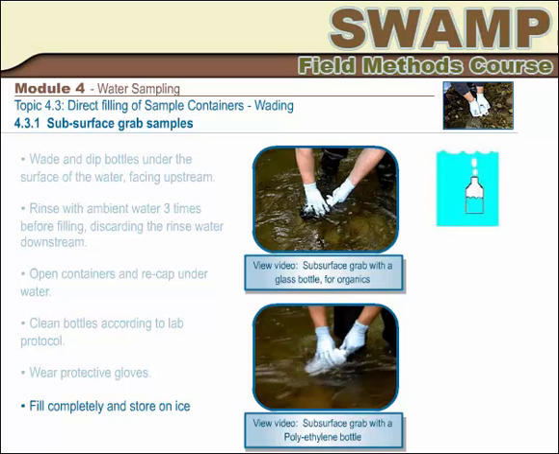Sampling occurs directly from the sampled water body by wading into the stream and dipping bottles under the surface of the water. Normally, sample containers are rinsed with stream water 3 times before filling and should be opened and recapped under water. However, if you use a container with pre-added preservative, or if you collect a sample for SSC, or suspended sediment concentration analysis, you will have to use a different procedure.